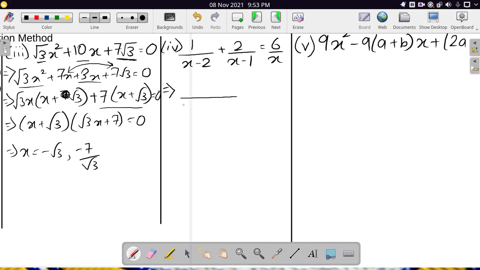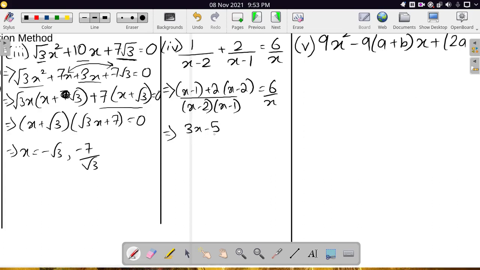This will be x minus 2, x minus 1, right, and this will be x minus 1 plus 2, x minus 2 is equal to 6 by x. Simple enough. Now we will just cross multiply. We will just solve this numerator. It will come to be 3x minus 5, and I'm directly doing the cross multiplication also. Here it will be x. This will be equal to 6 into x minus 2, and I'm writing here x minus 1.